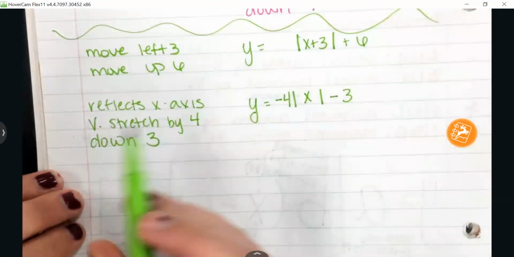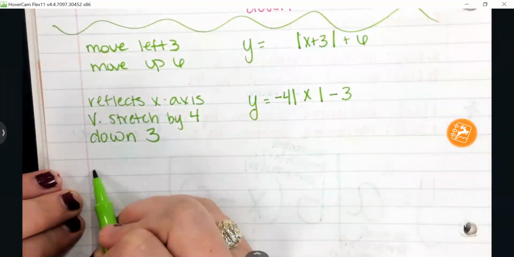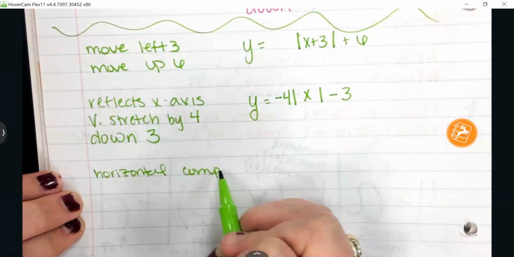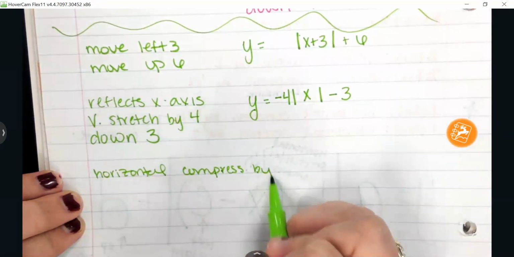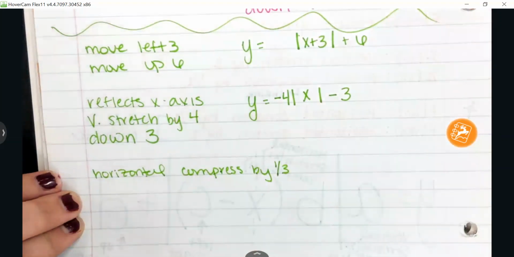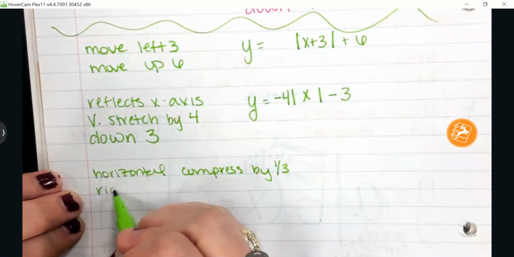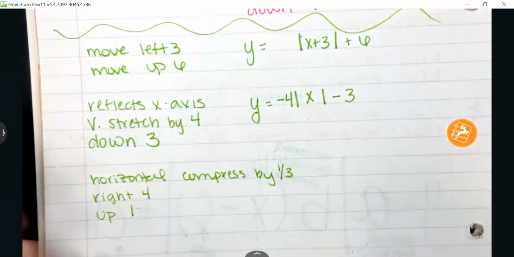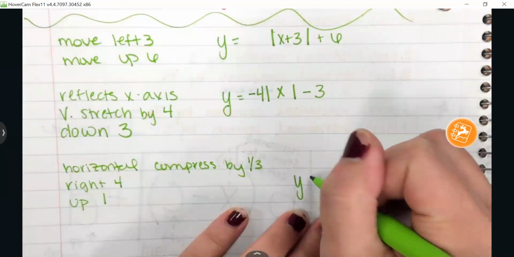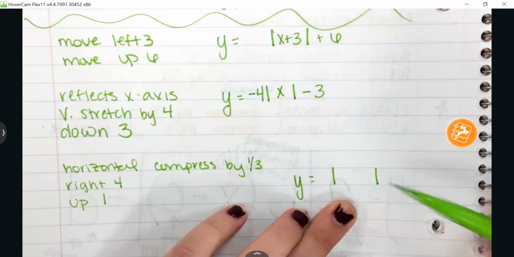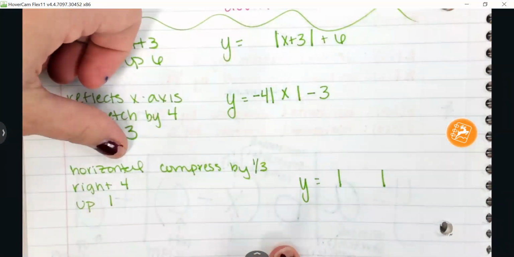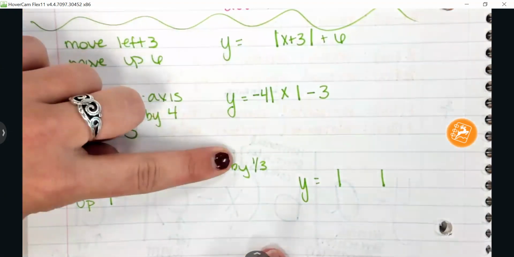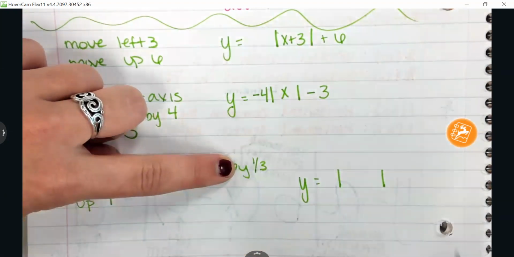We're going to try one more. I'm going to say it's a horizontal compress by 1/3. It's going to move right 4, and it's going to move up 1. Draw your skeleton. Horizontal. Inside or outside? Inside. If it's inside, should it be a 1/3 or a 3? It should be a 3.